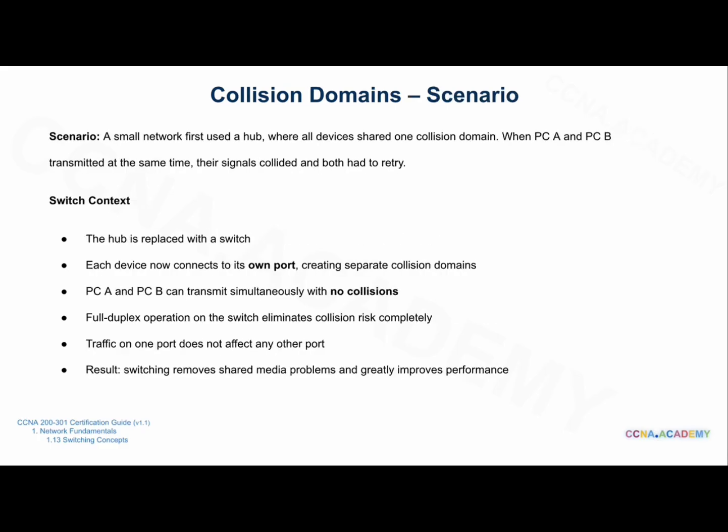Let's imagine a small network that originally used a hub. With the hub, all devices shared one big collision domain, so whenever two PCs transmitted at the same time, their signals collided and they had to retry. After replacing the hub with a switch, each device now connects to its own dedicated port. That immediately eliminates collisions and allows full duplex operation. Traffic on one port no longer interferes with traffic on another. This simple upgrade dramatically increases reliability and overall network performance.